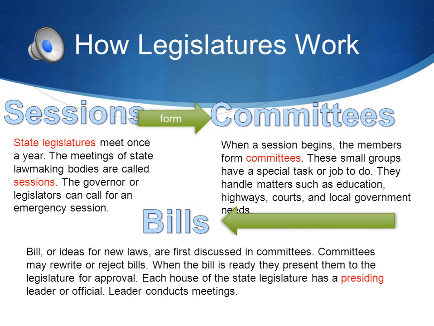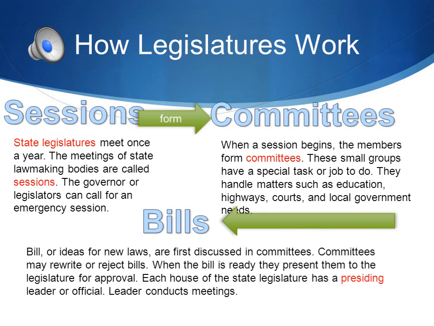All the members begin to shape into small groups or special task forces to do a particular job. For instance, maybe there's one group that needs to talk about law in education, or another group that needs to focus on highways and courts. They have a lot that needs to get done, so they have these specialty committees. And then they start drafting bills or ideas for new laws, or they discuss previous ones, and they may rewrite or reject bills. And then when the bill is ready, they present it to the legislature, and the legislature needs to approve it. Okay, so this is very similar to our federal government.